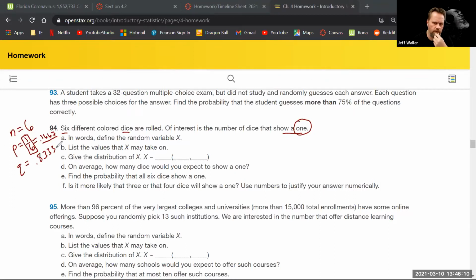Okay. So which part were you having trouble with? It was part F. Oh, you can't answer this question until you know the probability of 3 and the probability of 4. And then you can just see which one's got a higher probability. Okay. Yep.